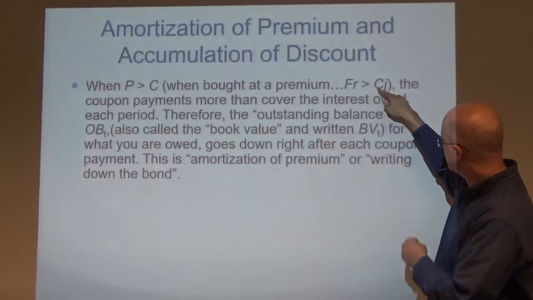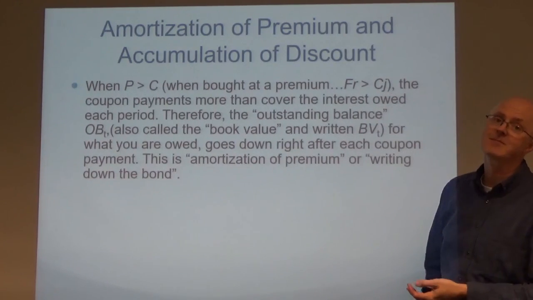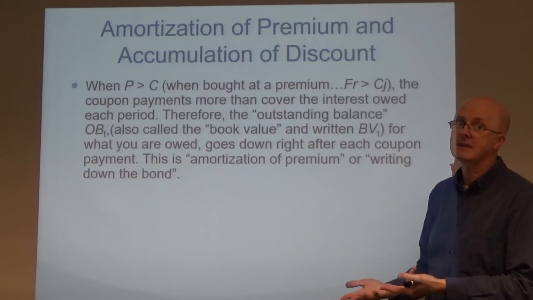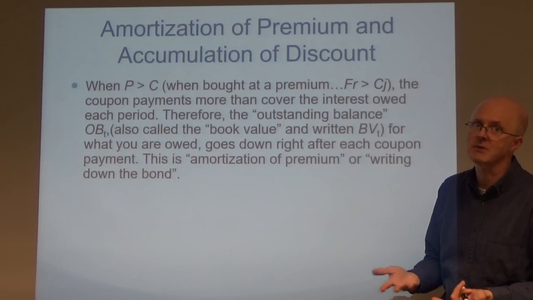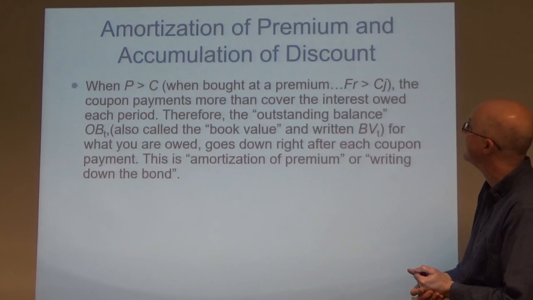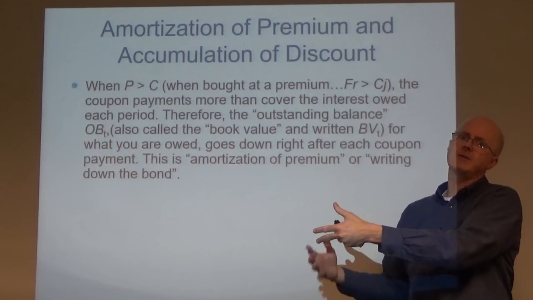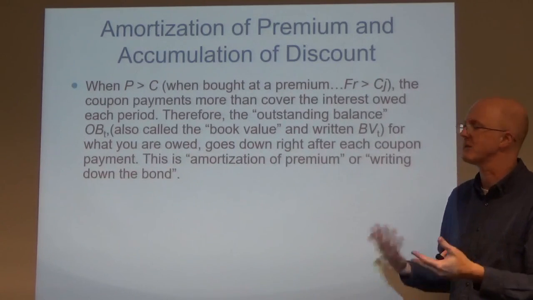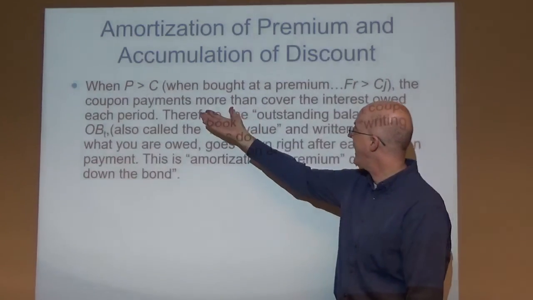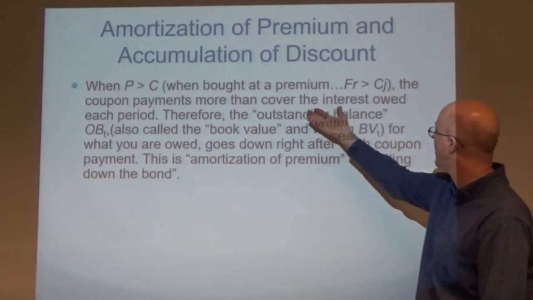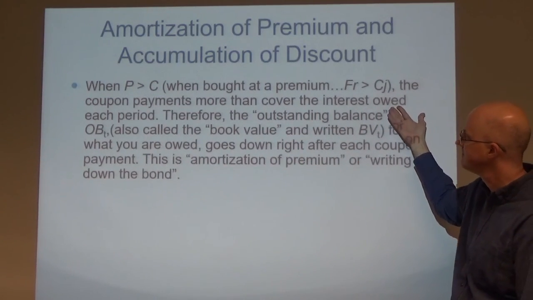Well, FR being bigger than CJ, especially clearly in the case where F equals C, effectively means you've got relatively high coupons compared to the yield rate. Your yield rate's relatively low, your return's relatively low, your coupons are relatively high. You're loaning them a lot of money, and they sort of make up for it right away by giving you pretty high coupons, is the way I think about it intuitively. The coupon payments are going to be pretty high compared to the yield rate. They're going to cover more than the interest owed each period, each half year typically.